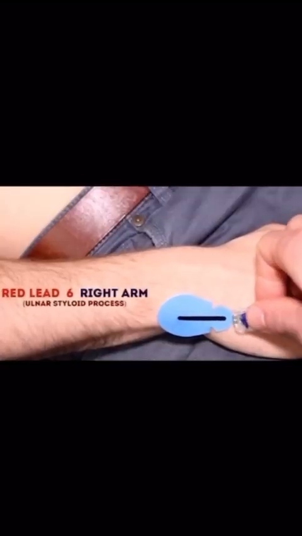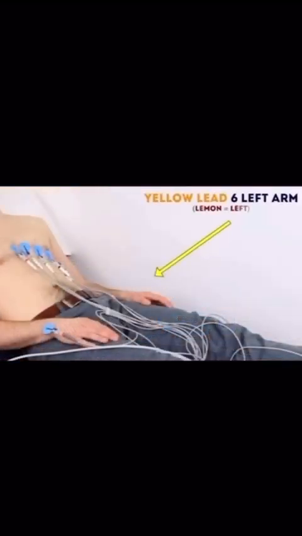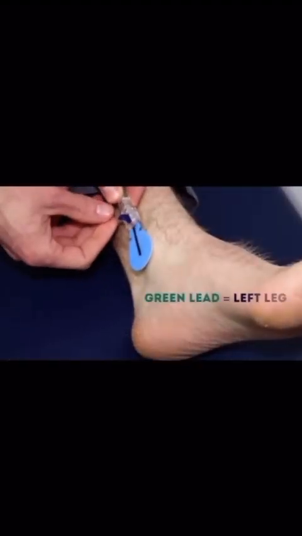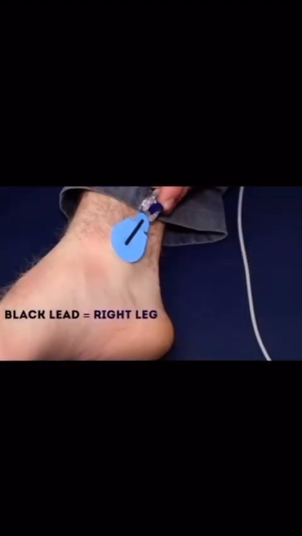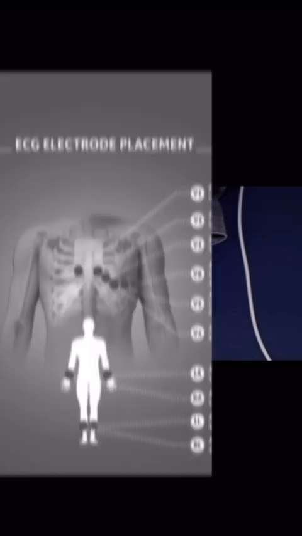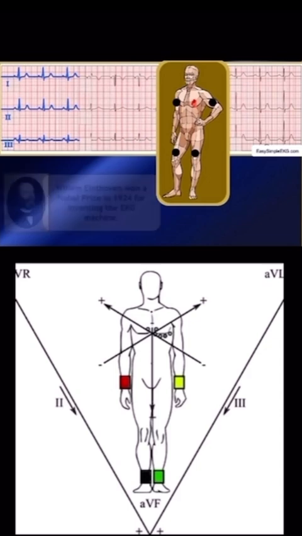The red lead is attached to the right arm. The yellow lead is attached to the left arm. The green lead is attached to the left leg. And the black lead is attached to the right leg. These leads primarily detect electrical activity in the frontal plane of the heart.